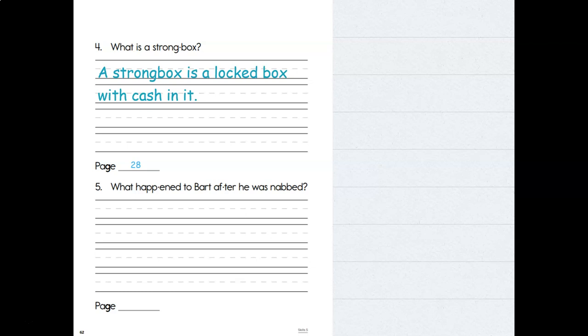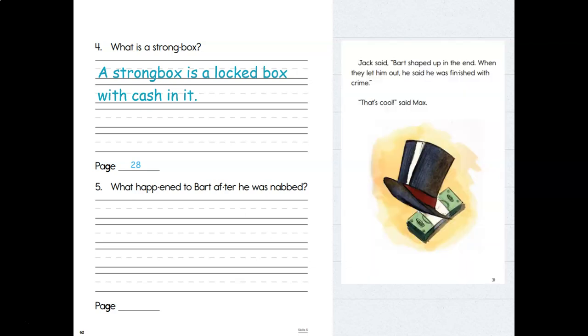Let's look at question number 5. What happened to Bart after he was nabbed? On page 31, it says, he said he was finished with crime. Bart said he was finished with crime, and we found that on page 31.